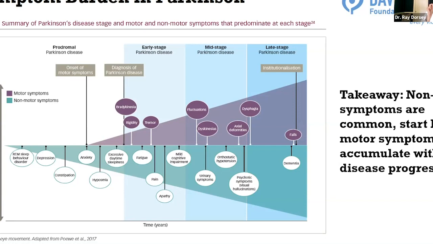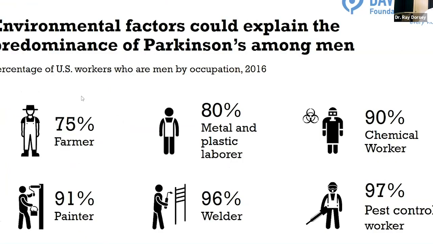So make the diagnosis. If you're unsure, send them to a neurologist or to someone with expertise in Parkinson's disease. So who develops Parkinson's disease? It turns out about 60% of people with Parkinson's disease are men versus women. And we think that's largely because men are engaged in occupations that put them at higher risk for the disease. Men make up 3/4 of farmers, 80% of metal and plastic workers, 90% of chemical workers, 97% of pesticide workers, all of which are occupational risks that increase the likelihood of developing Parkinson's disease.